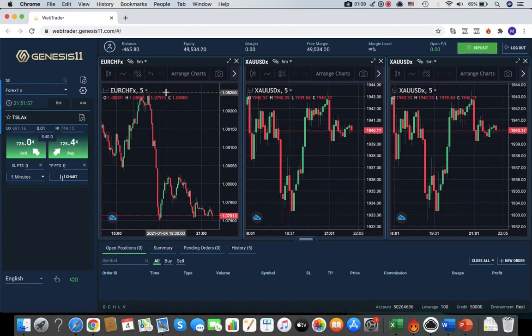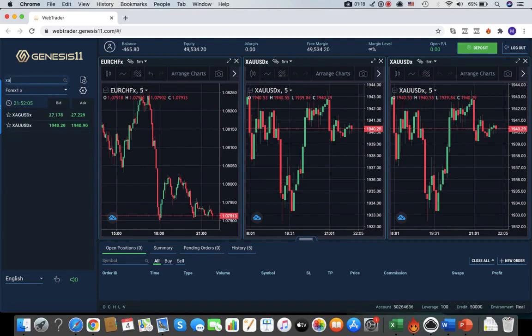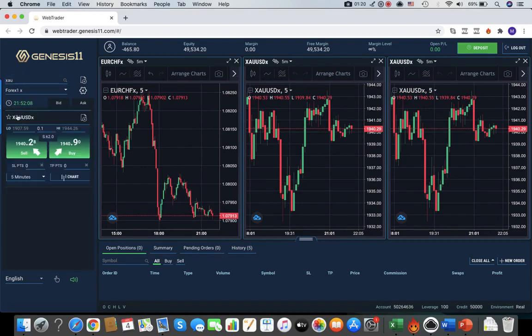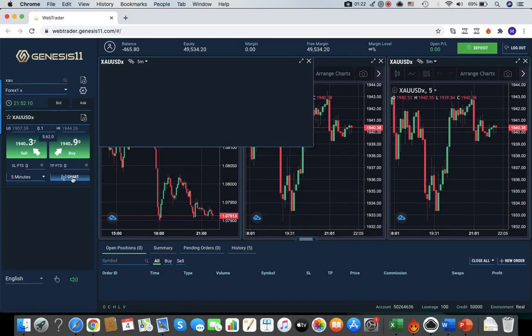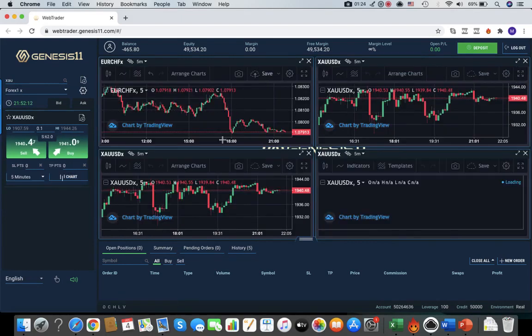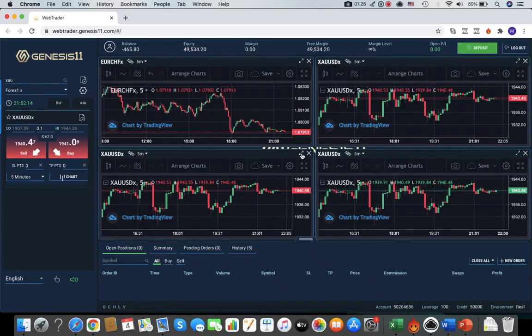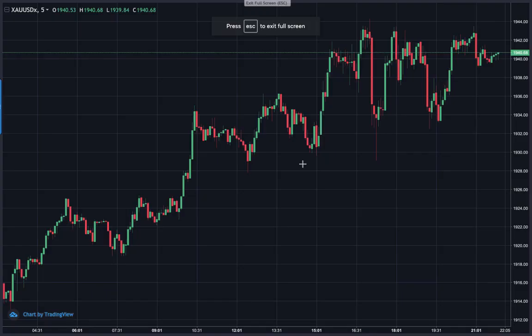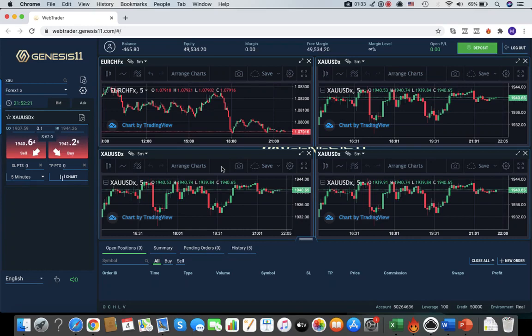So to open a trade, first of all, you got to find, of course, an asset that you want to trade. Let's say a very popular asset today is gold. So I'm going to click XAU, which is the symbol for gold. And you can also enlarge a chart of gold, and you're going to see a full screen chart there with gold. There we go. This is the price of gold right now, 1940.